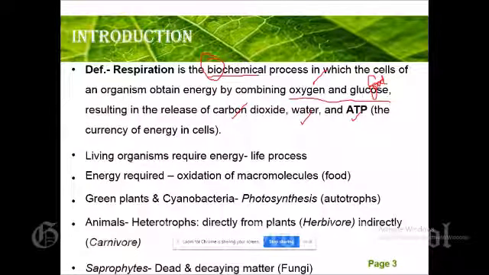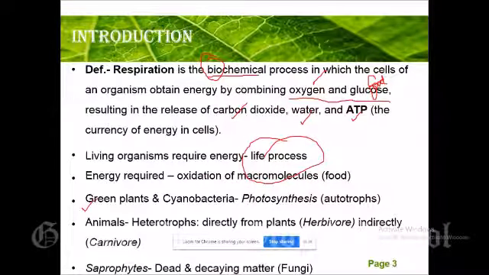In all living organisms, life processes are going on. Life processes include digestion and nutrition, because living organisms require food, and they also require oxygen. And whatever energy is required will be fulfilled by the oxidation of macromolecules. The macromolecule, that is glucose, will be oxidized to release the energy.